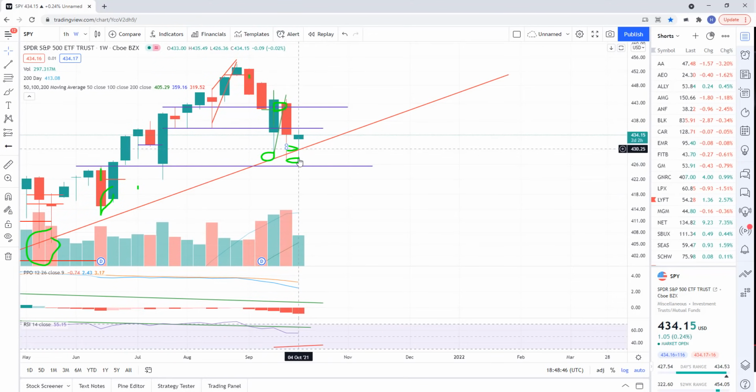So until that breaks on the weekly chart, I don't think you're going to get any kind of major move to the downside. So things to look for: I still see a little more downside on the Qs, but again, I don't see this 2021 trend really breaking until we get a break of this trend line here.